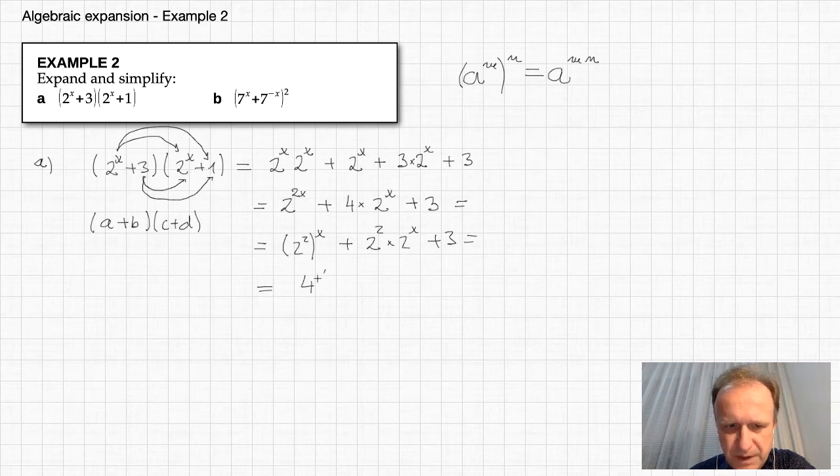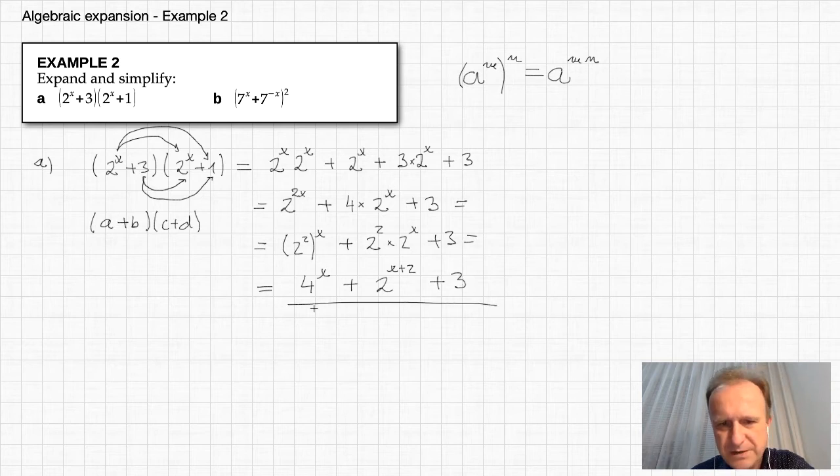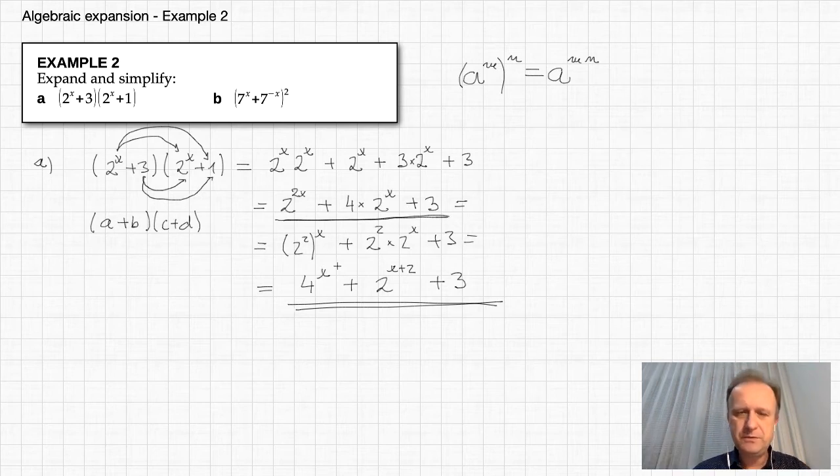plus, and now since we have the same base, we can add the powers in the middle term, so it's 2 to the power of 2 plus x, or x plus 2, and finally we arrive at this last term 3. And this should be the answer for part A, or we could leave it in this form. This would also be a correct form. Whichever of those you choose would be fine.